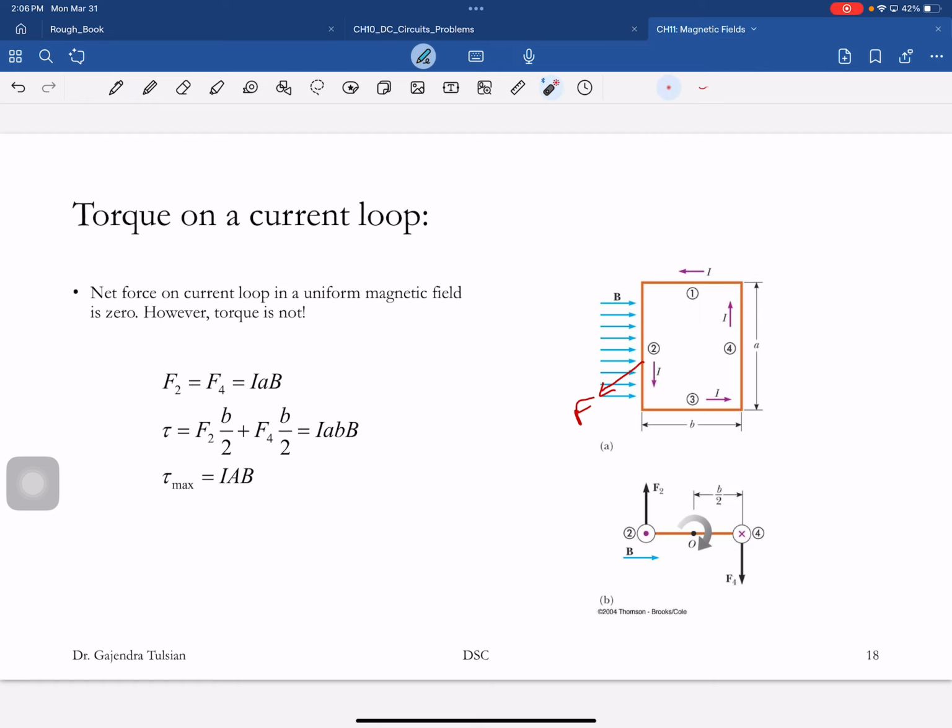How about on this guy? B is parallel to it. So the force on these two guys is 0. The force on this guy is 0. The force on this guy is 0. How about on this guy? The force is I cross B, the force will be in the opposite direction. Okay.